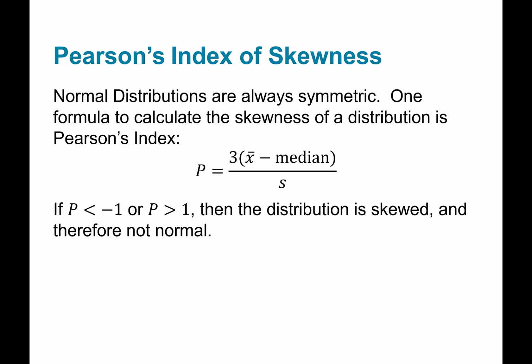If we get a P value that's either less than -1 or greater than 1, our distribution is skewed and therefore it cannot be normal. So we cannot use any of the stuff we've talked about in this section, and we would have to look at other techniques. So remember, if P is less than -1 or P is greater than 1, then you have a skewed distribution.